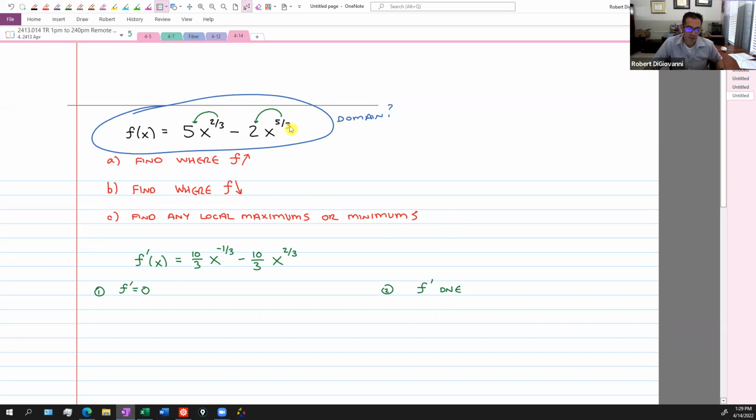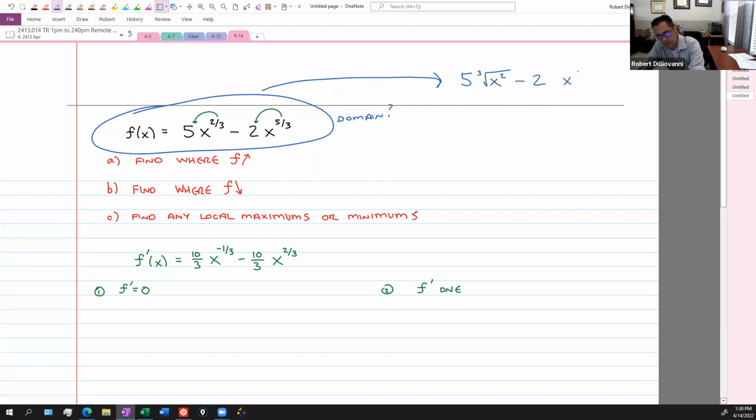What does the 3 on the bottom really mean here? When you raise x to the 5/3, the 3 really means what? It's a cube root. So if you wanted to, you could rewrite this as 5 x to the 2nd power, but then cube root. And then you could have written this 2, and then x to the 5th power and then cube root.